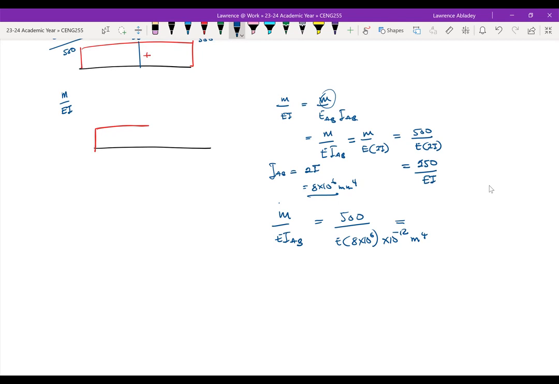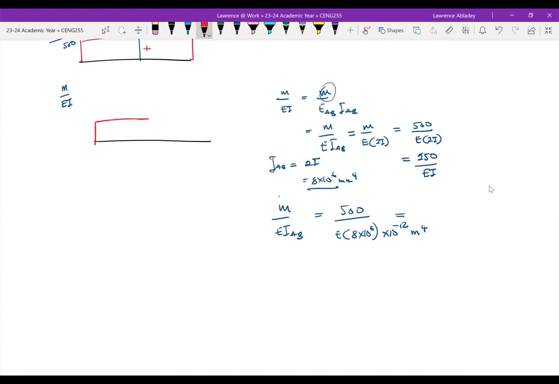So I would advise that where possible, if you can write the moments of inertia of the different sections in terms of each other, it makes our computations easier. Here we'll see that I_AB, because it's 2I, will reduce the M over EI between A and B further, all right?